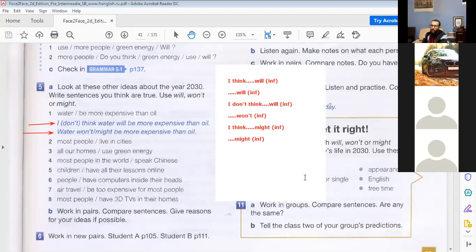But you think in 2030 people won't have computers inside their heads? Is that what you think, Suhaib? They won't? Yes. Okay. All right, now let's check the next point, air travel.